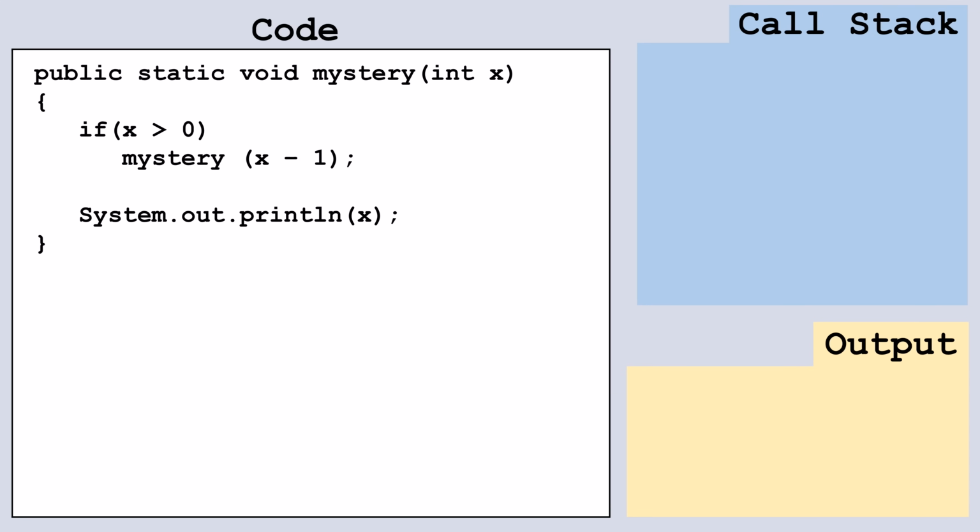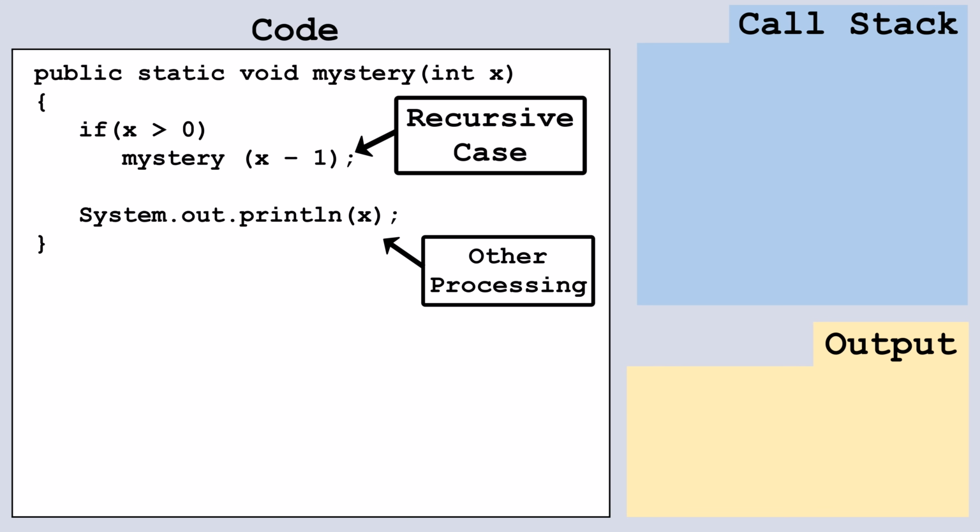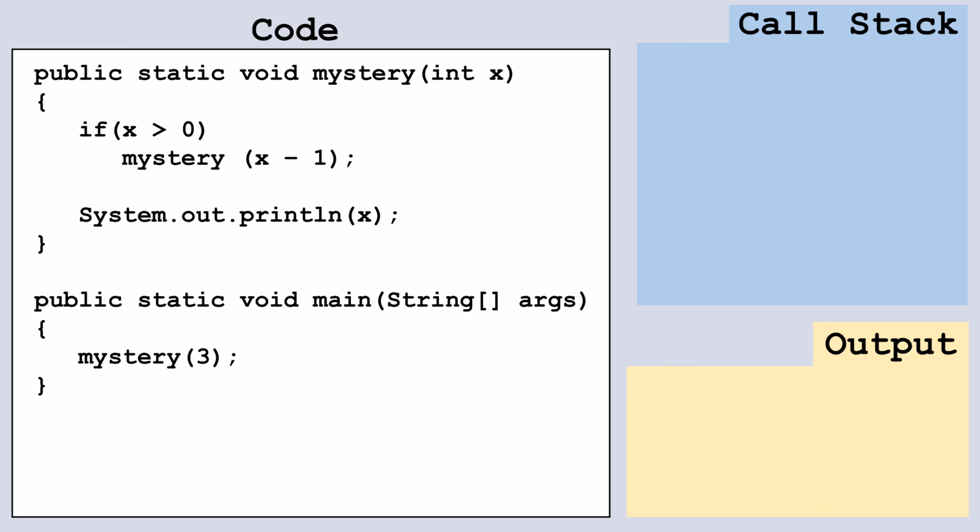In this snippet, we have a method called mystery that takes an int input and prints the numbers from 0 to the input value in ascending order. Notice that the recursive call happens at the beginning of the method, before other processing. Now let's write a main method and see what happens when we call mystery with the argument 3.